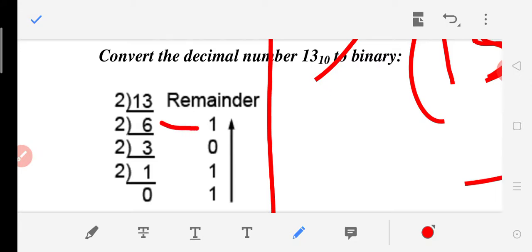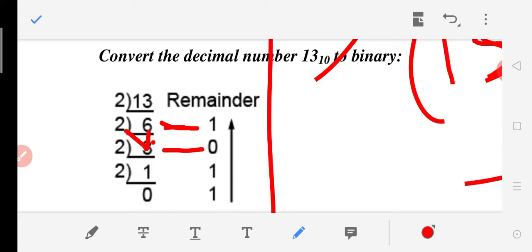Clearly observe: 2 into 6 is 12. Here the remainder is 1. Take the remainder, give a hyphen mark and place it just beside. Then divide again with 2. 2 threes are 6, so here the remainder is 0.